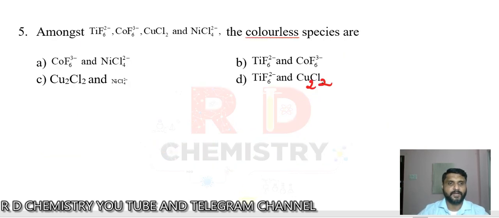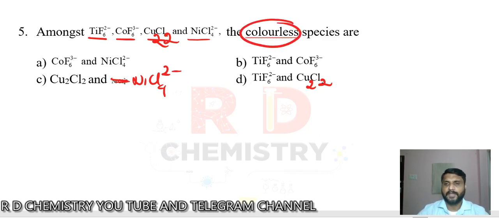Next question. Among the given compounds, titanium, cobalt, copper, and nickel species are given. It should be Cu2Cl2 here, a print mistake. And this is NiCl4 2-, which is not visible. Colorless species are those with no unpaired electrons. If there are unpaired electrons, they can go for the t2g to eg jumping according to CFT, and it is colored. If there are no unpaired electrons, suppose it is 3d0 or completely filled 3d10, then it will be colorless.